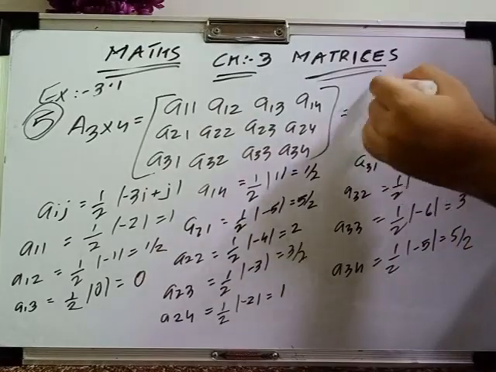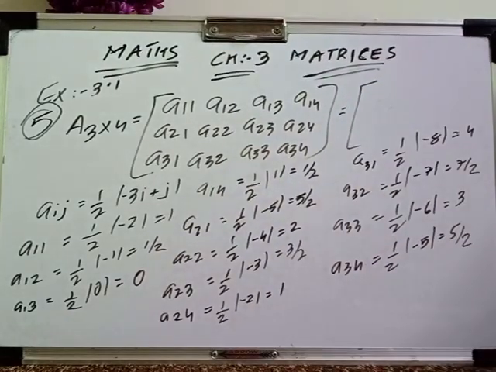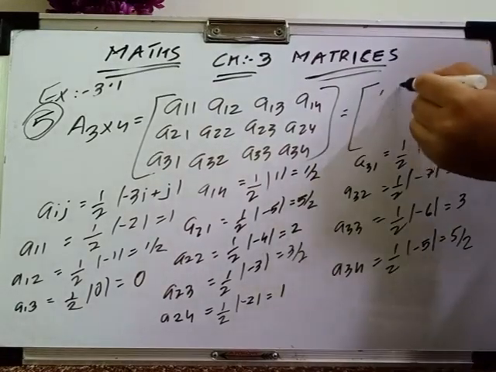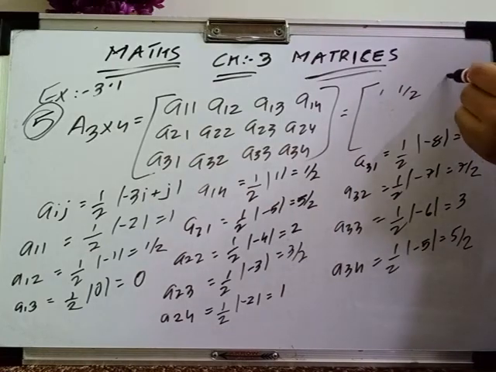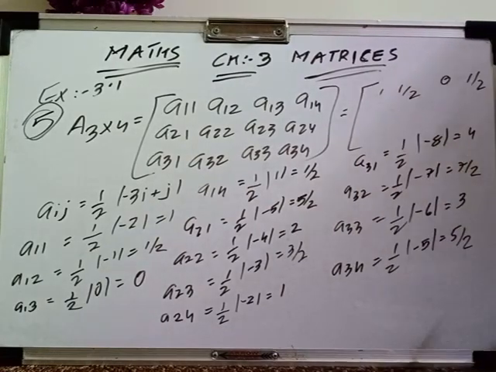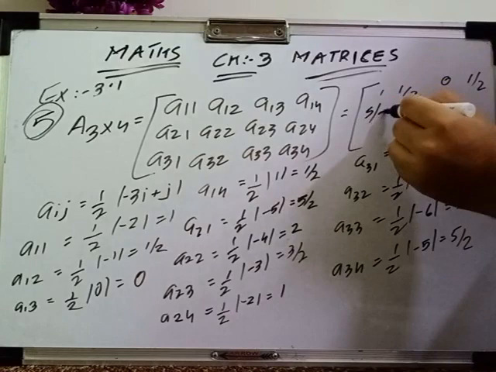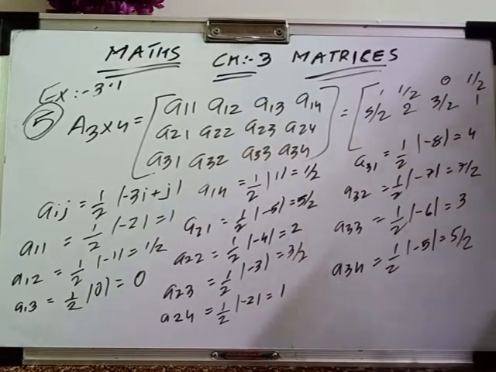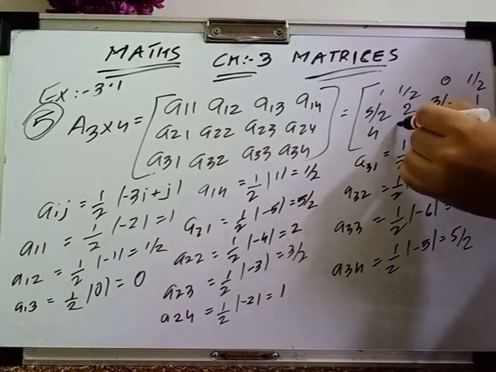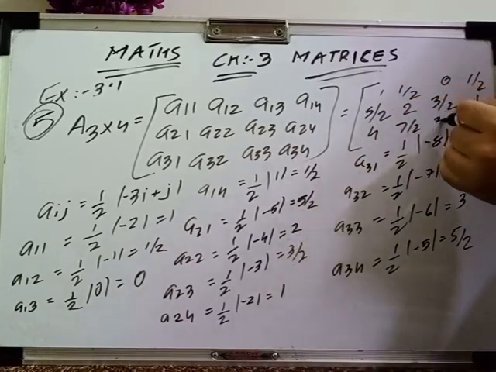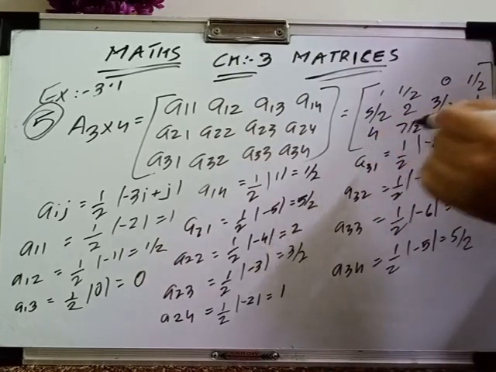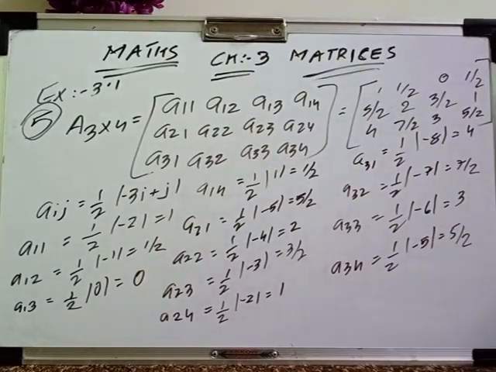So just keep that element in the corresponding positions, then I will have 1, 1 by 2, 0, 1 by 2, 5 by 2, 2, 3 by 2, 1, 4, 7 by 2, 3, 5 by 2. Yes, so this is our matrix of form 3 cross 4, right?